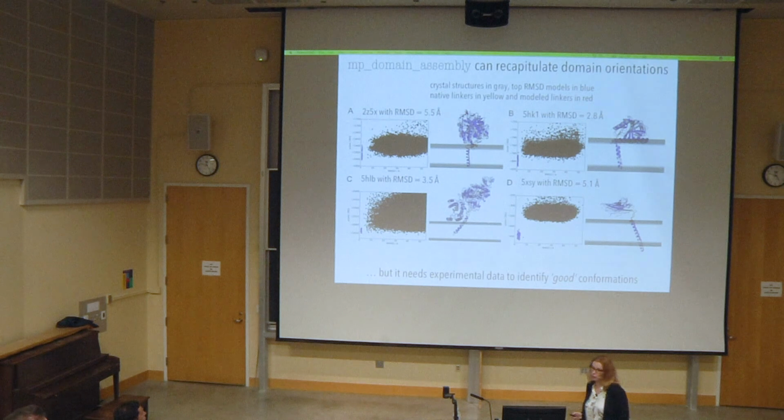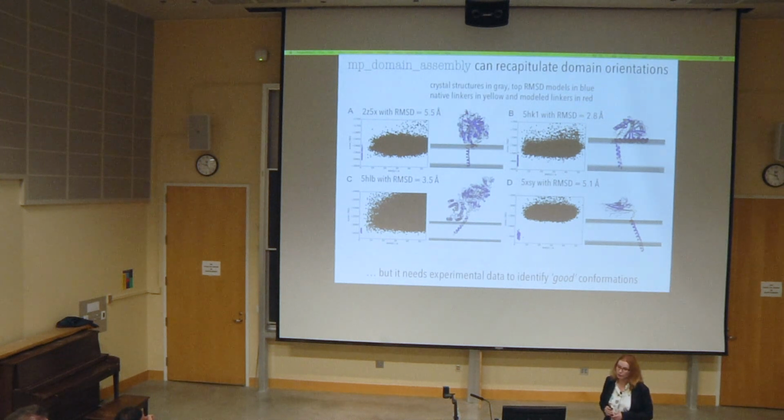If you look into the protein data bank, there are actually relatively few structures available that have a membrane domain and an extracellular domain together. So we took 4 structures from the PDB, took out those linker residues in orange or red, put that into the protocol, and reassembled the structure. In gray, you will see the crystal structure, and you will see the top RMSD model in blue with the linker region in yellow and red. The native linkers are in yellow and the model linkers are in red.